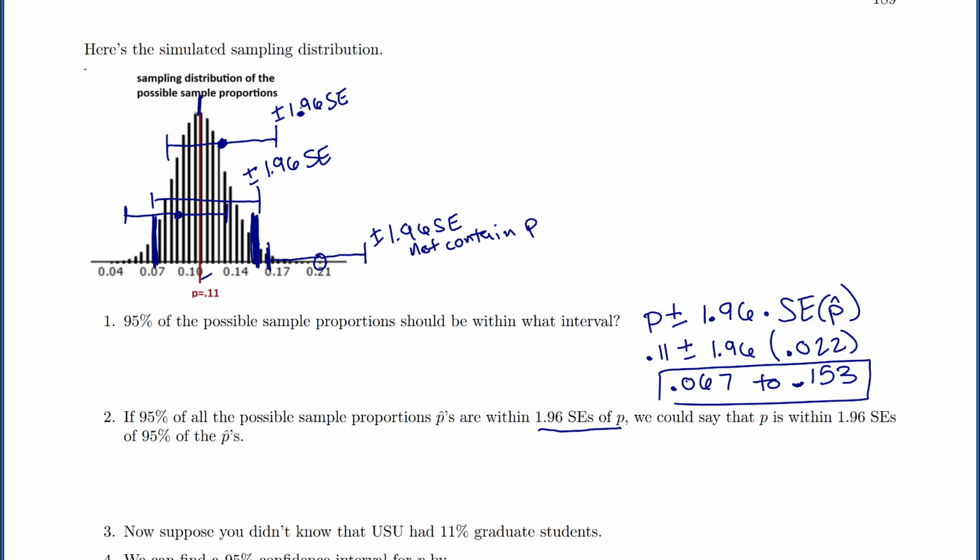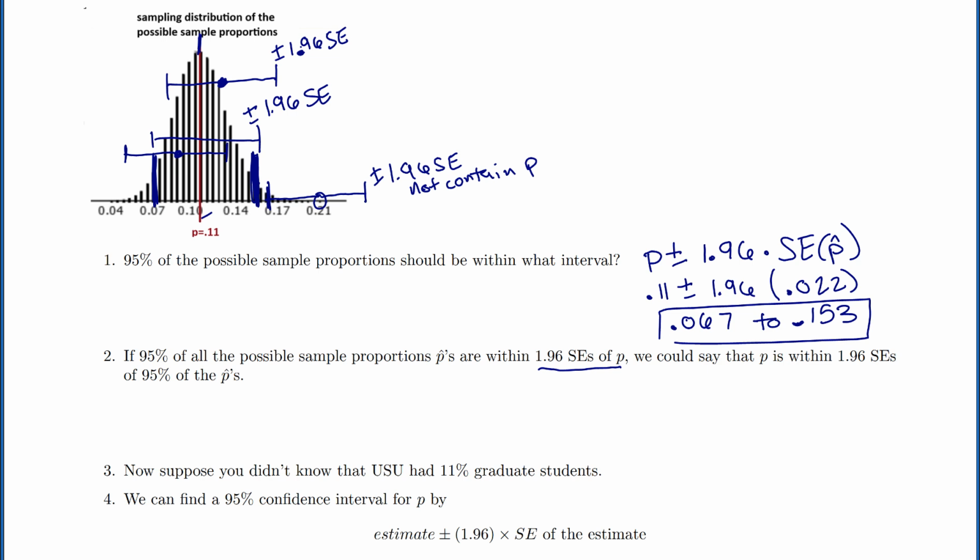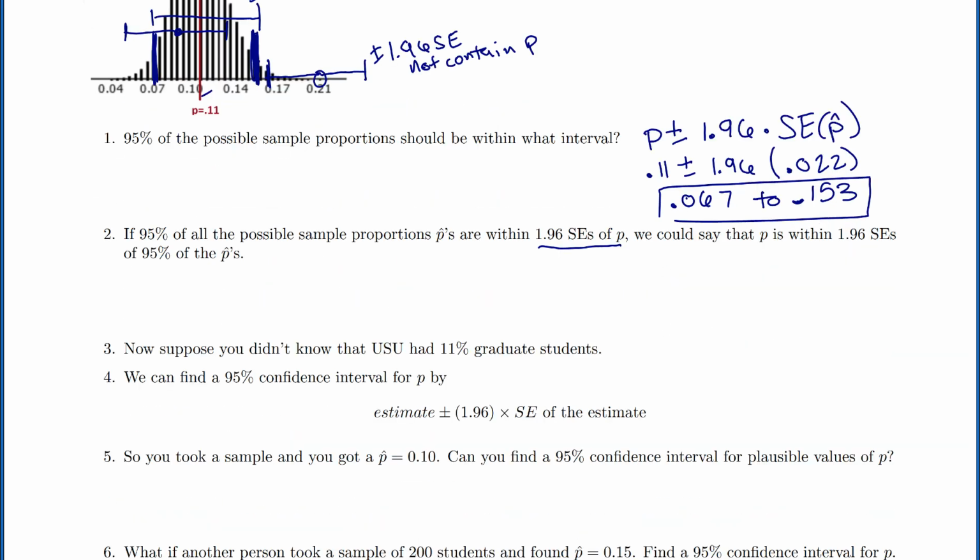Now, I want you to suppose that you didn't know that USU had 11% graduate students. So what we're going to do is find a confidence interval. We can find a 95% confidence interval for my population proportion P by doing my estimate, which is P hat, plus or minus 1.96 times the standard error of the estimate, so the standard error of P hat. So let's suppose we took a sample and we got a sample proportion of 0.10. Can you find a 95% confidence interval for the plausible values of P?